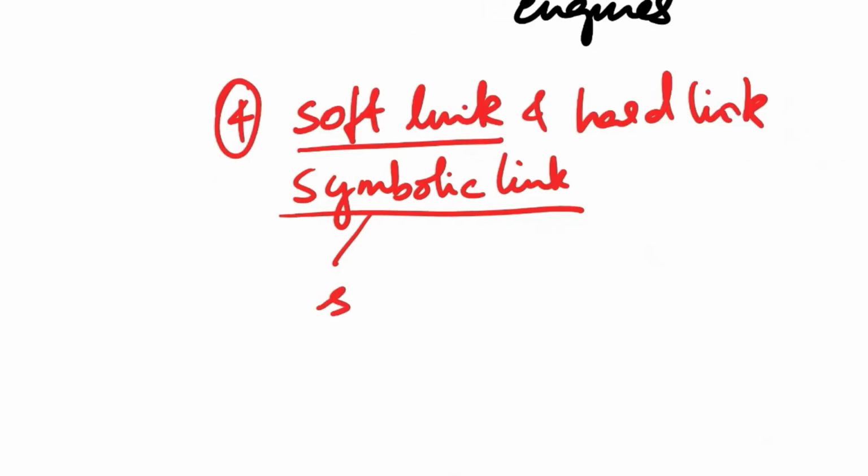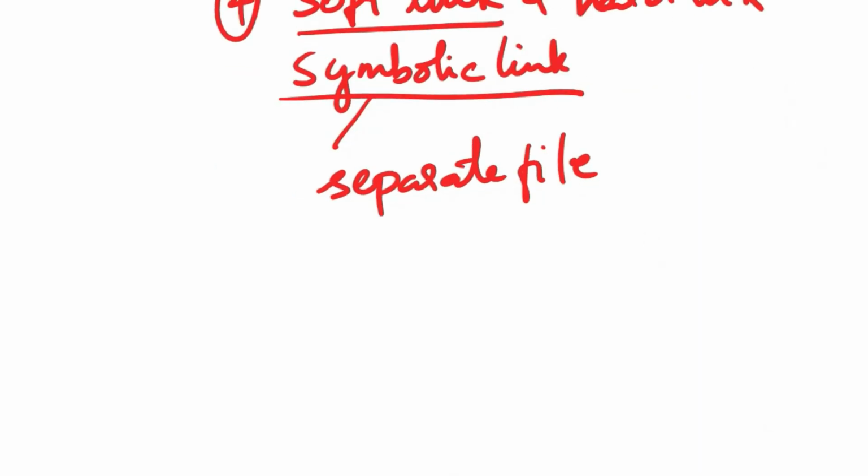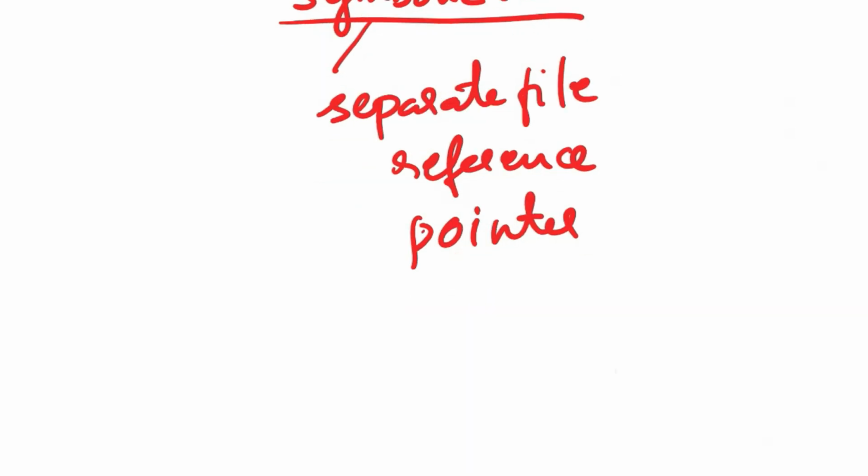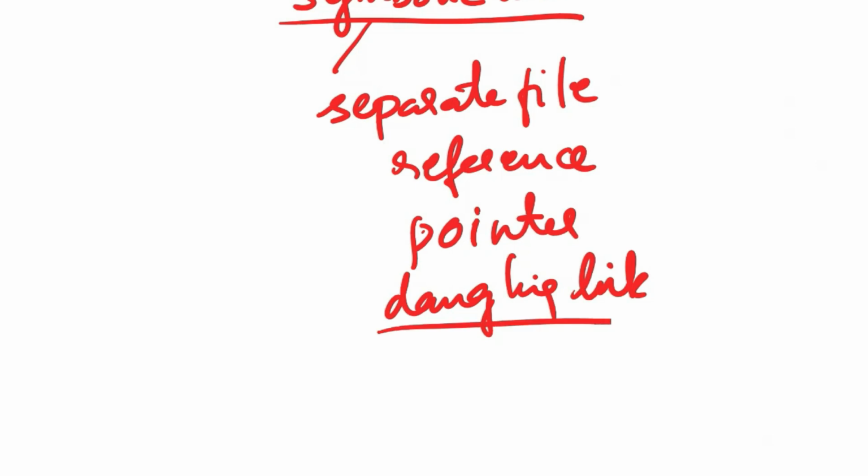A soft link is a separate file that contains a reference to the target file or directory. It essentially acts as a pointer to the target. Soft links can span file systems, meaning they can reference files or directories located on different storage devices or partitions. If the target file or directory is deleted or moved, the soft link becomes a dangling link, and this points to a non-existent target. Soft links can reference directories, files, or even non-existent targets.